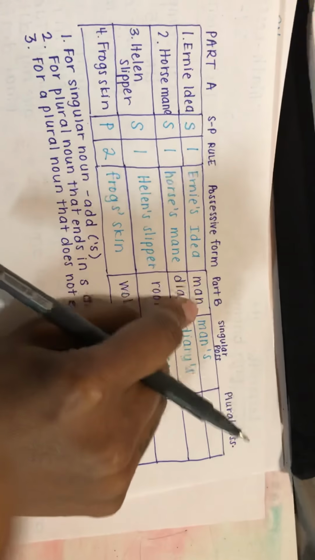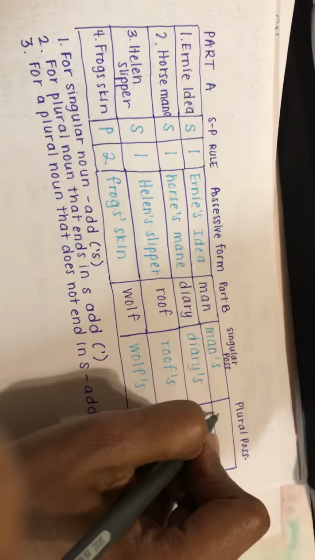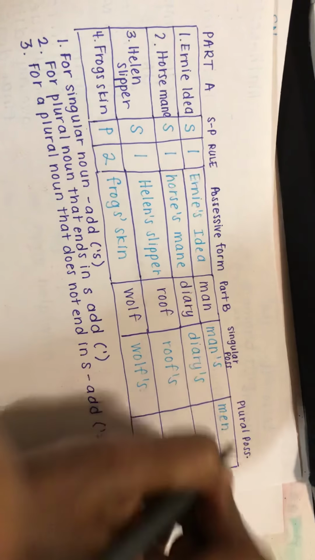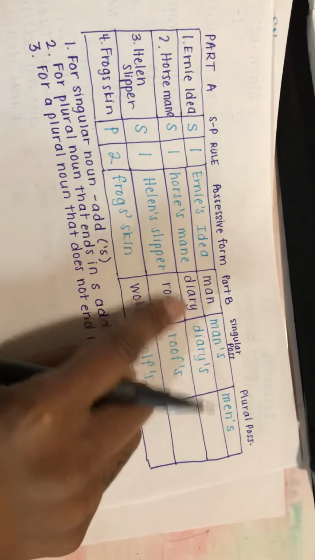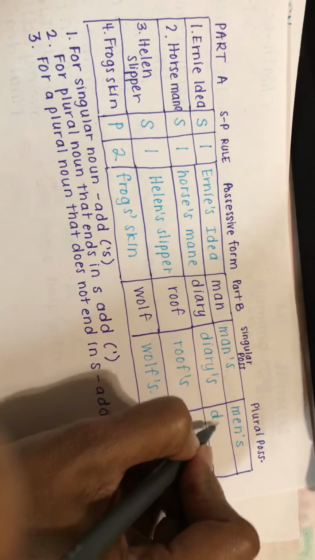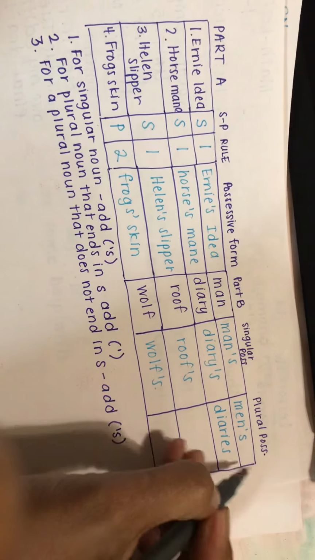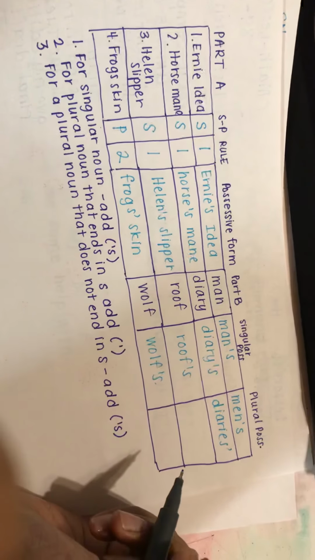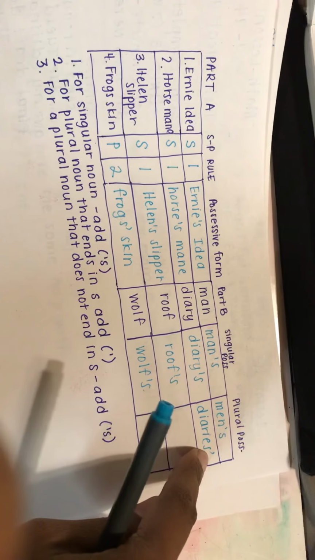If I want to say there's more than one man, I don't say mans. I say that there's men. And if I want to make the word men possessive, it becomes men's. The word diary, we drop the Y and add IES. So if I want to make it plural possessive, that would be rule 2, to just add the apostrophe at the end of the S.